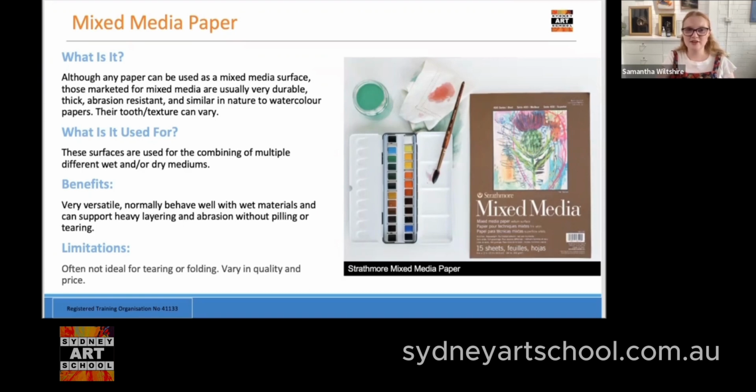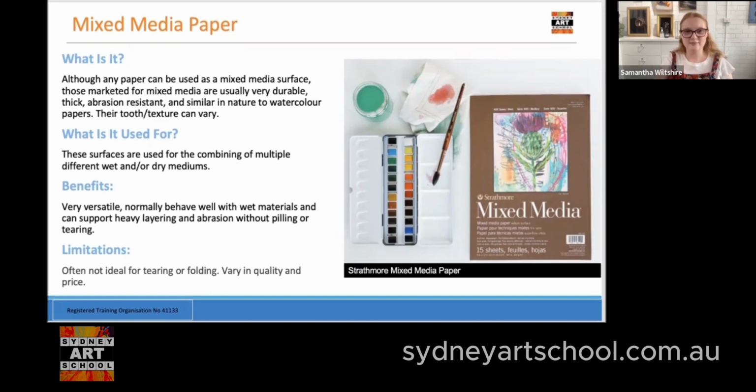So these surfaces are used for combining multiple different wet and or dry mediums, maybe also some collage processes in there as well. And the benefits are that these are really versatile paper types. They do normally behave quite well with wet materials and can support, again, that heavy layering without sort of being damaged over time. We can also, though, acknowledge that the limitation here is, again, tearing and folding, and these also will vary in their quality and price. So that's kind of the same, though, for all of these paper types.